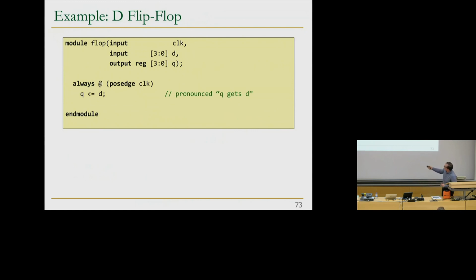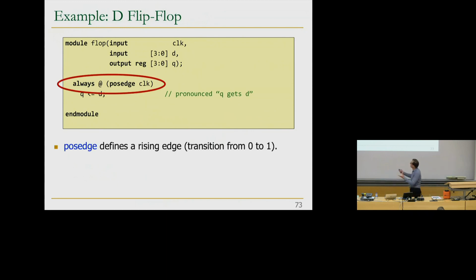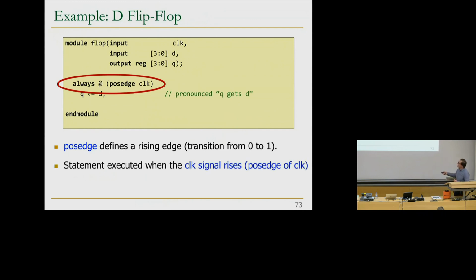Basically, the sensitivity list consists of the positive edge of the clock. When the clock is rising, meaning at the positive edge of the clock, Q gets assigned D. Otherwise, nothing happens over here. Otherwise, Q stays with the value that it had before. That's the idea. And positive edge basically defines a rising edge, a transition from 0 to 1. And the statement is executed when the clock signal rises. Once the clock signal rises, the value of D is copied into Q.